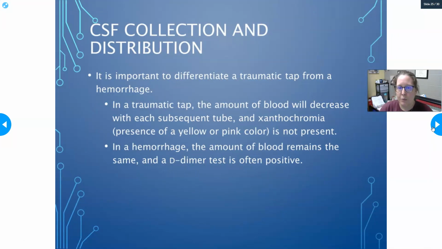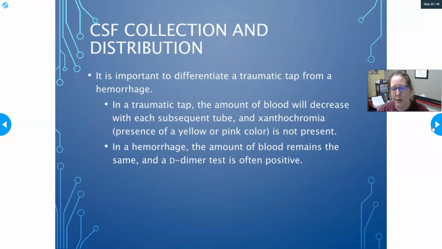It is important to differentiate a traumatic tap from a hemorrhage. Traumatic tap means the lumbar tap causes some bleeding and some blood to get into the sample. A hemorrhage means, of course, that the blood is actually already in the spinal fluid because there's a bleed going on in the central nervous system. In a traumatic tap, the amount of blood will decrease with each subsequent tube. And xanthochromia, which is the presence of a yellow or pink color in the tube, would not be present.